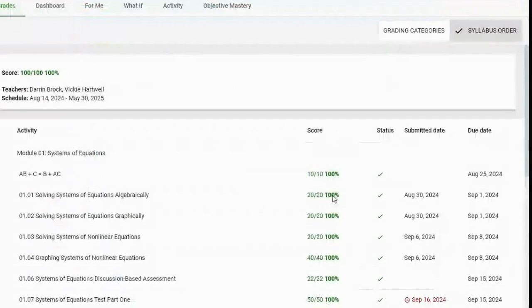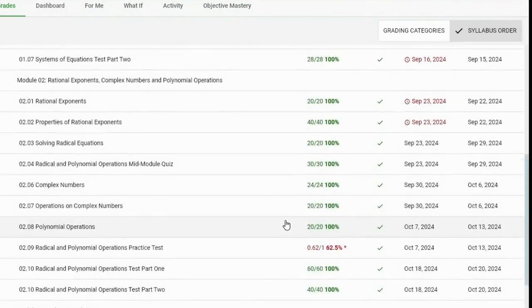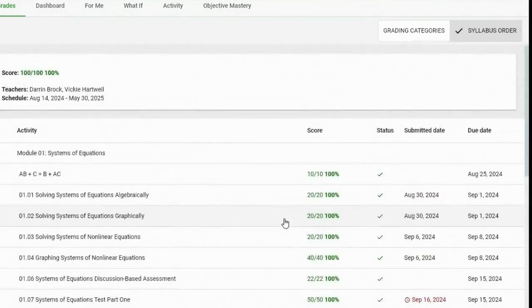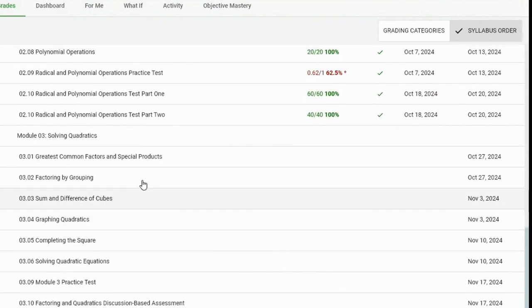All right, let's go to our grade screen as usual. We are done with the first 2 modules. The test was due this past week. That was last week, the test part 1 and part 2. So hopefully you got that in, feel comfortable, feel good about what you got, and ready to move into solving quadratics.